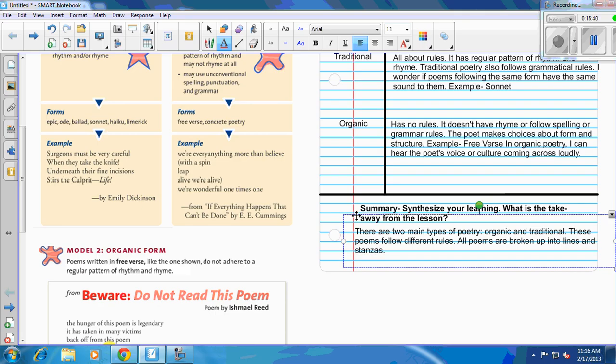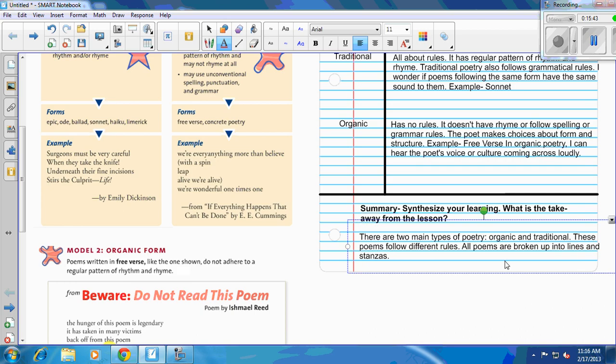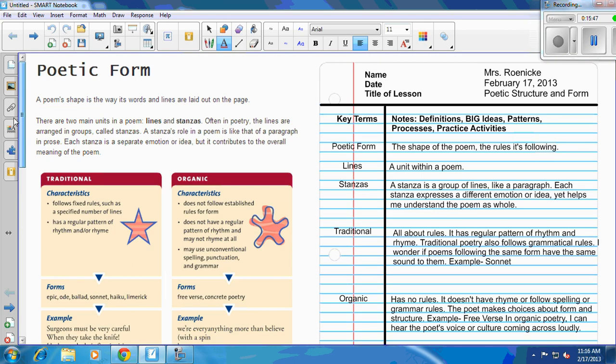Okay, so I have a pretty good idea of form and structure now. And so as I continue, I can come back to these notes and I can look at what did I learn about traditional and organic when I'm looking at a traditional or organic poem.